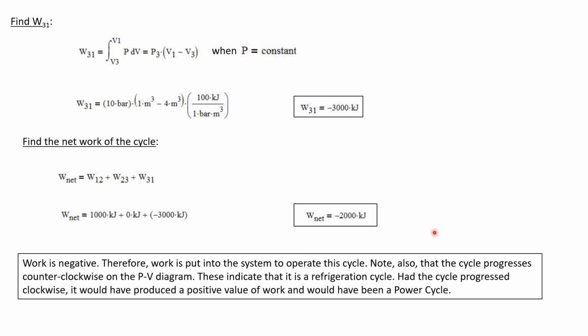Also, if you remember the PV diagram, the direction of the cycle was counterclockwise. And that means that this is a refrigeration cycle. So anytime you see a counterclockwise cycle on a PV diagram, you'll know that it's a refrigeration cycle. And that means you can expect to put work into the cycle to get it to take place. You're not going to get work out of the cycle. That would be a power cycle, and a power cycle would rotate clockwise on our PV diagram.